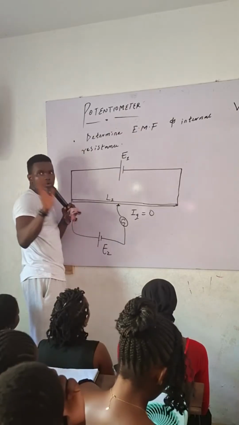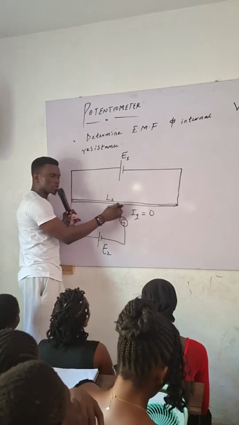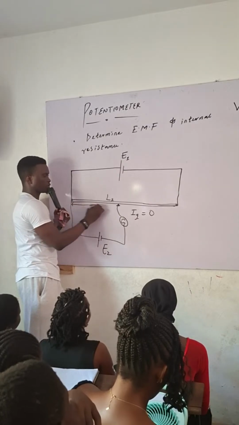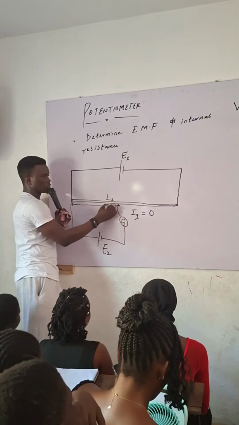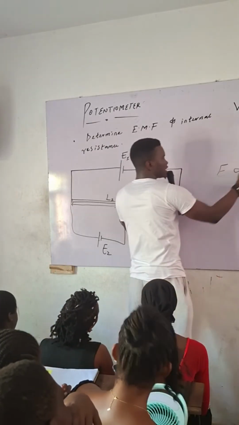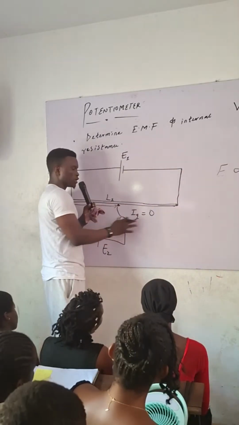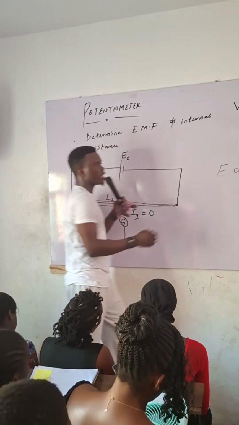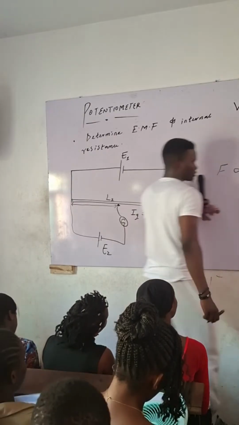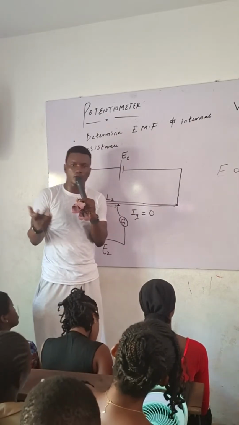And you don't need to disturb yourself. At that point of the contact, where I is equal to 0, you take the measurement of the length of the wire. So all you need to know is that E is directly related to L now. If there is no current flowing, the current through the galvanometer, IG, is equal to 0. And when IG is equal to 0, we call it null deflection.